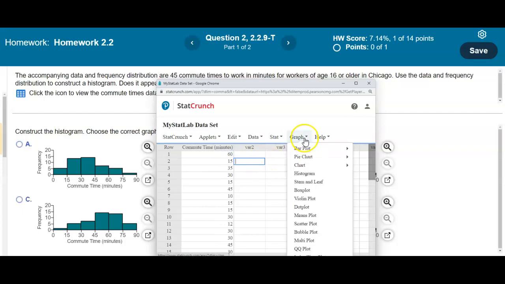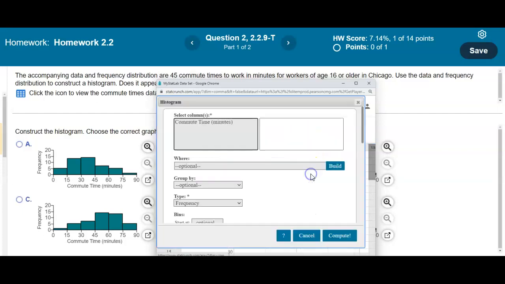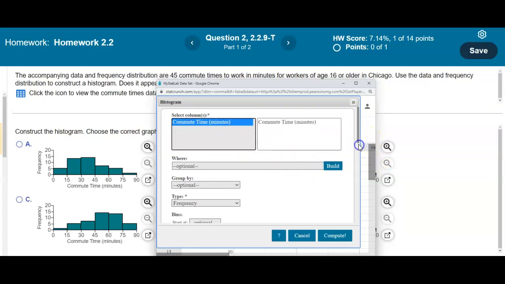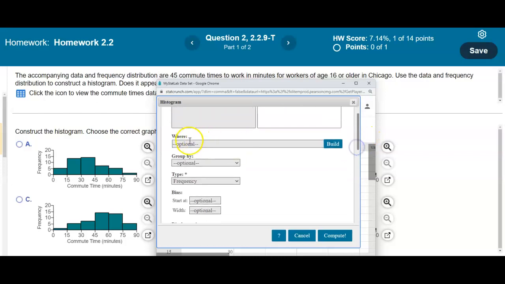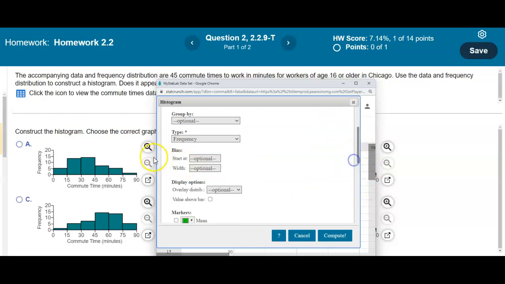Now we want to go over to graph and then select histogram. When you select histogram, you're going to select commute times. We don't need to worry about where and group by, but we do need to make sure the type is frequency, since we're looking for the frequency histogram. The bins are going to start at 0, with a width of 15, since 3 of our choices have a width of 15. And we're going to select a value above the bar.